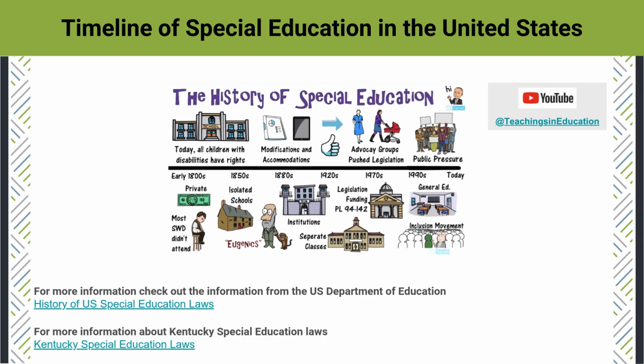IDEA ensures a free, appropriate public education, or FAPE, in the least restrictive environment, or LRE, for every child with a disability. The links provided on this slide give you access to the full history of the U.S. special education laws and information on Kentucky special education laws specifically. This framework is not optional. It is the law we must all follow.